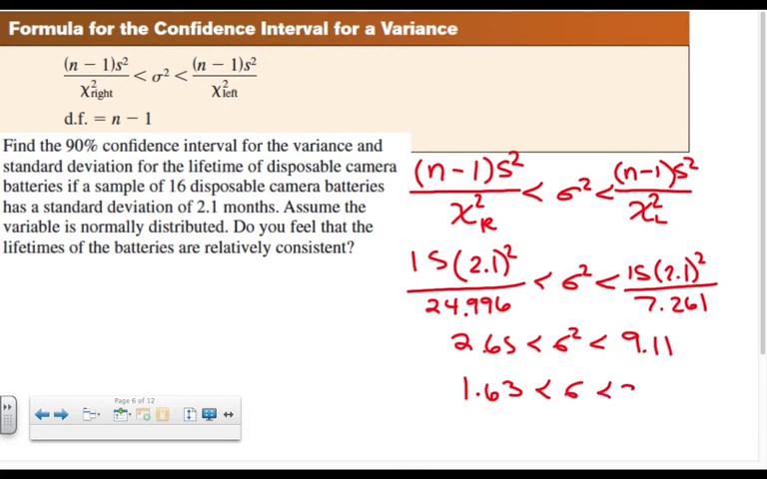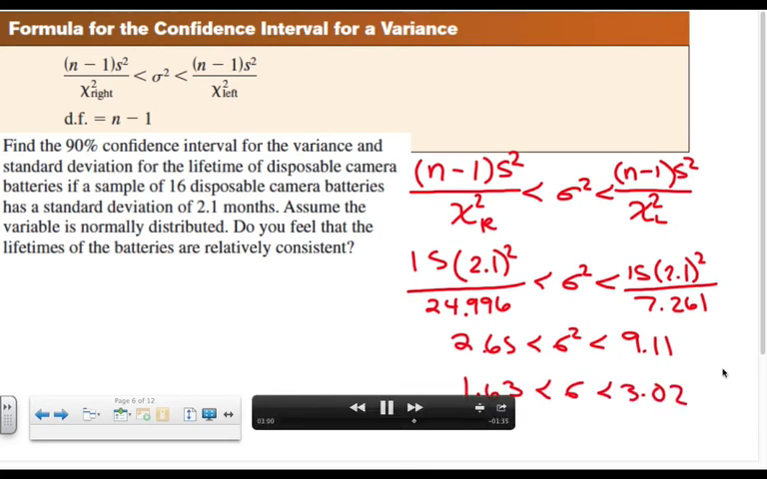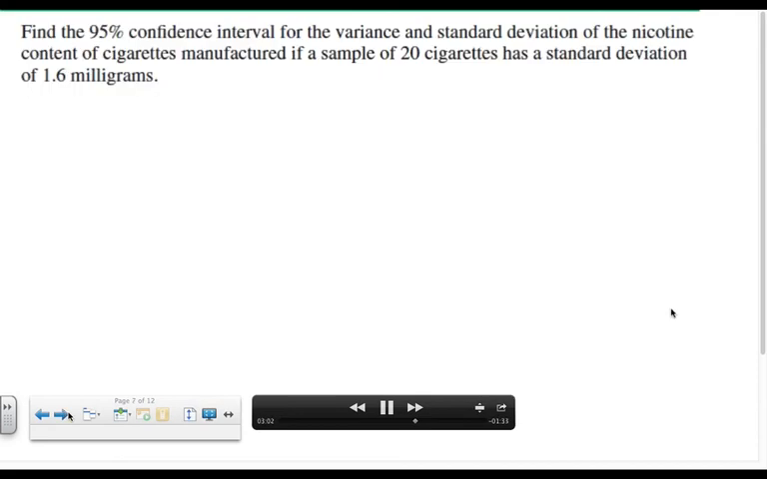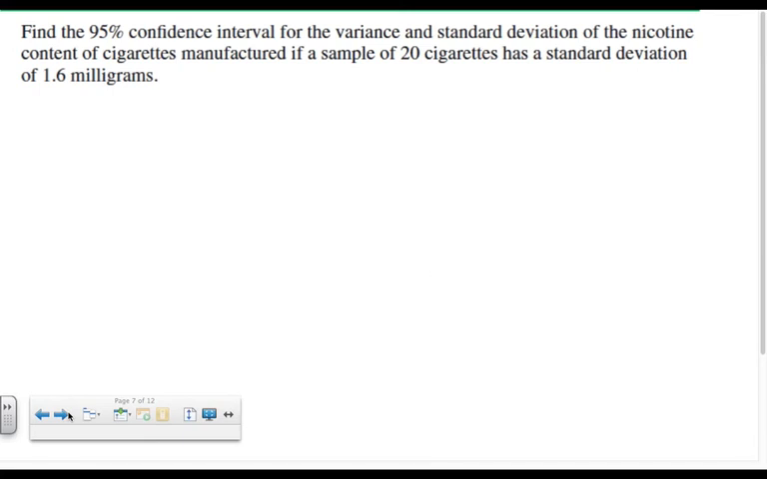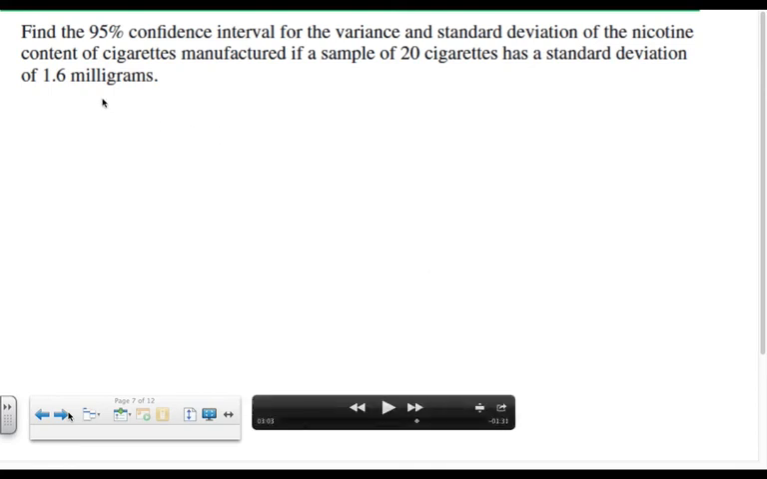This is a little bit more in depth than the other ones. So I took the square root to get those two values. All right, this is a practice problem. Find the 95% confidence interval for variance and standard deviation of nicotine content of cigarettes if 20 sample cigarettes had a standard deviation of 1.6 milligrams. Use your charts. Also go ahead and look up the values and then plug the numbers into the formula.